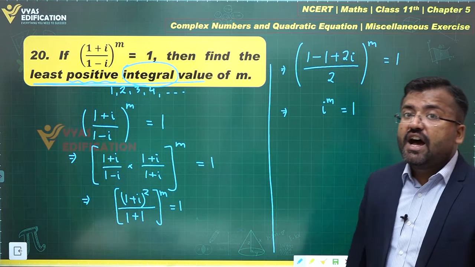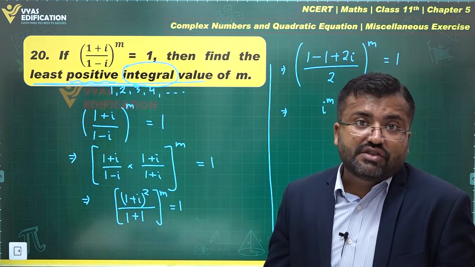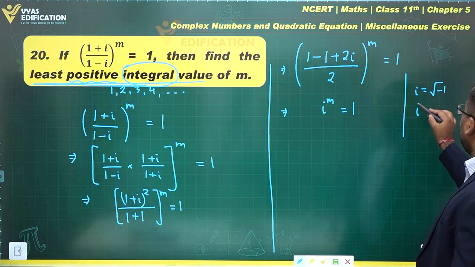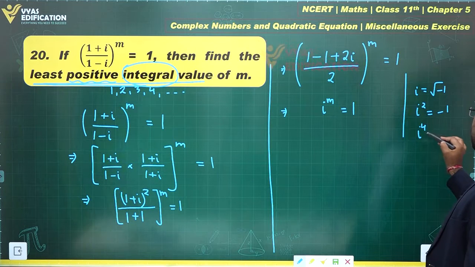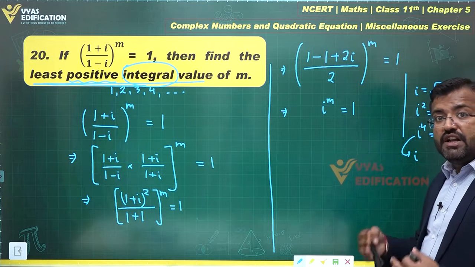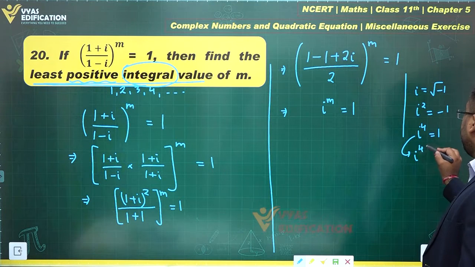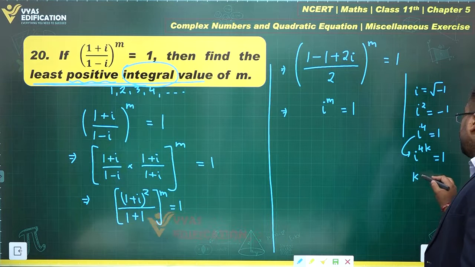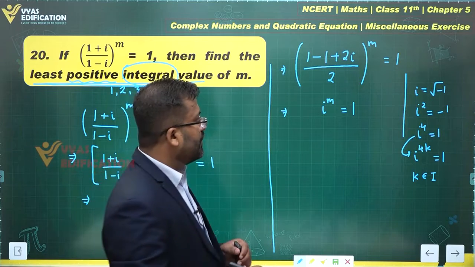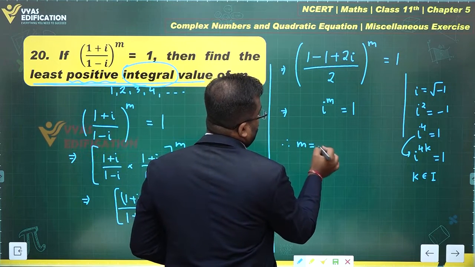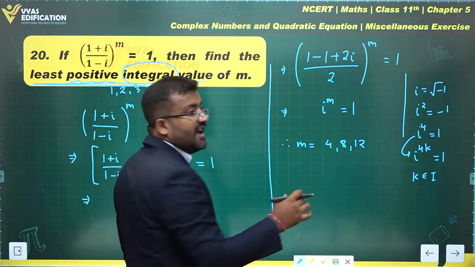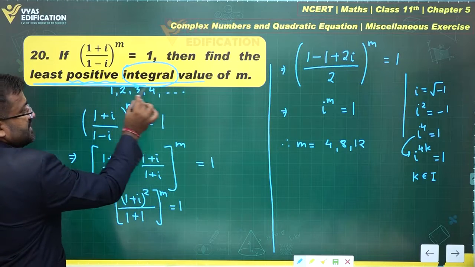And i power m equal to 1 can have many solutions. We remember that i is the square root of minus 1, i square is equal to minus 1, and i power 4 is equal to 1. On this basis, we can say that any multiple of 4 power, that is i power 4k, is equal to 1, where k can be any integer. So any multiple of 4 is okay. Therefore, m can be 4, 8, 12. Now these are positive integral solutions, mind you.